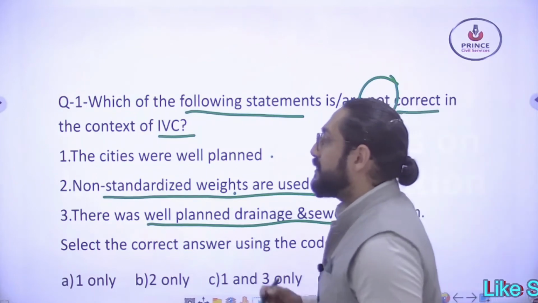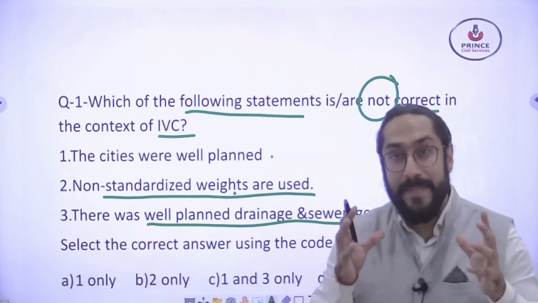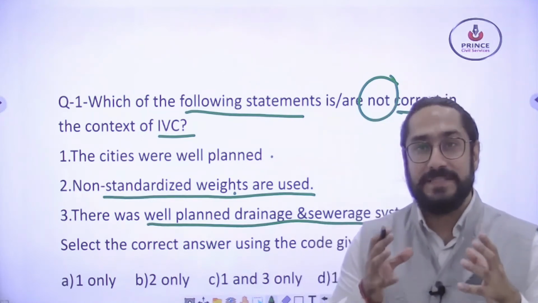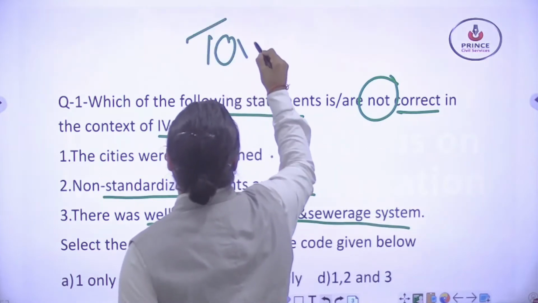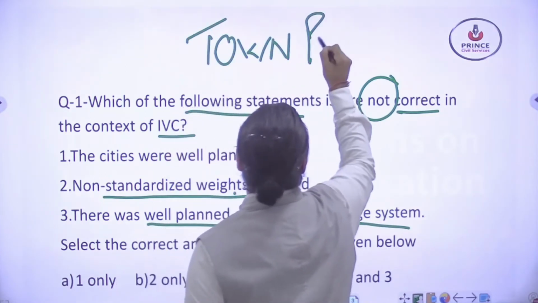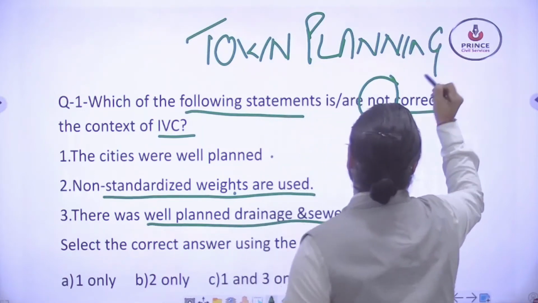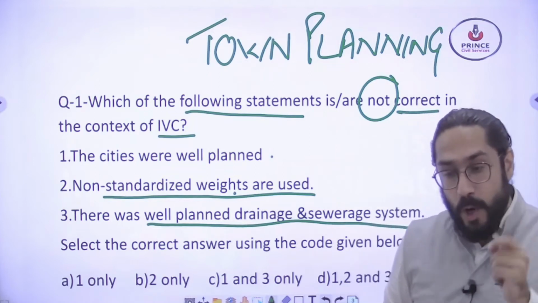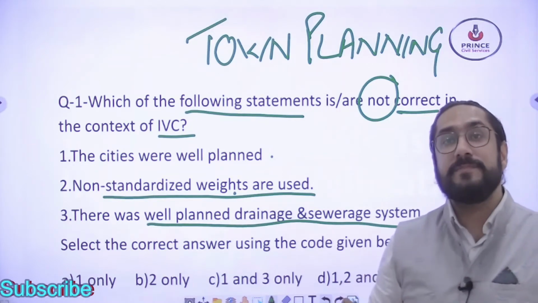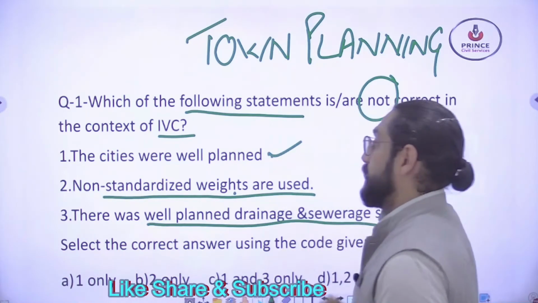Statement number 1 is correct. We all know that one of the major features of the Indus Valley Civilization was its town planning. They had proper streets, proper drainage system and proper housing system. So the cities were well planned, and this statement is correct.